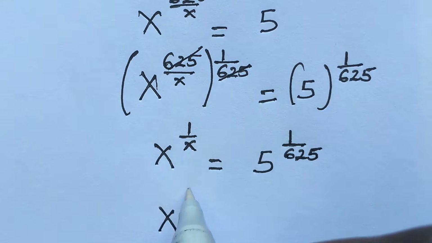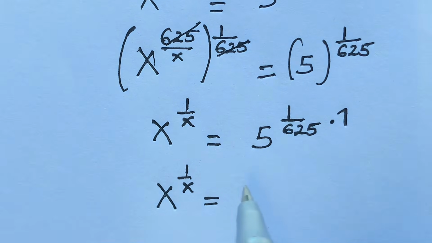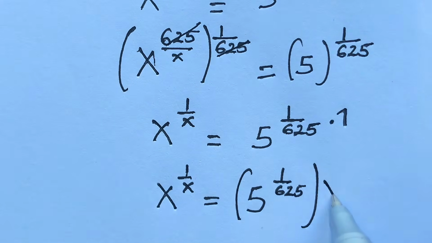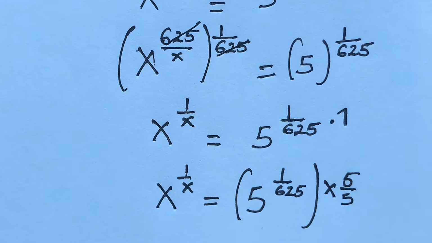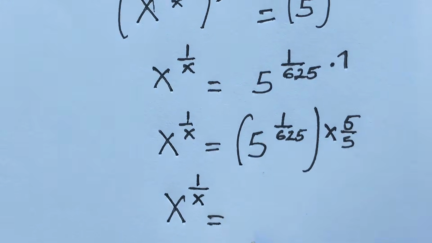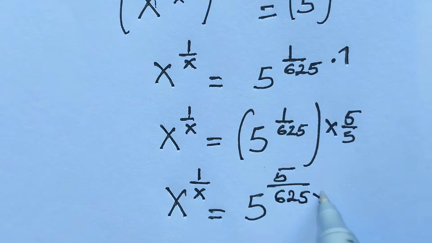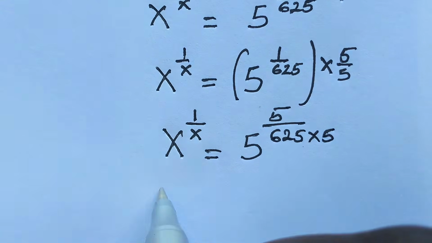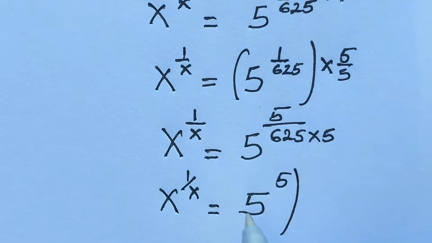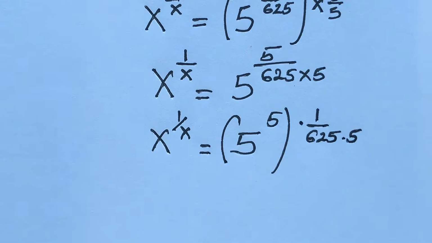Then here we have x^(1/x), which equals, we're going to multiply 1 times 1, right? And this one can be written as 5^(1/625), then this one can be written as times 5 over 5. You know that 5 over 5 equals 1. So we can continue by writing x^(1/x) equals 5^(5), 1 times 5 is equal to 5 over 625 times 5. Then here we have x^(1/x), which equals 5 to the power 5 times 1 over 625 times 5. All right, this is what we have right here.